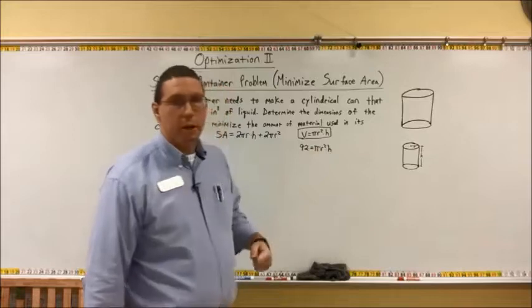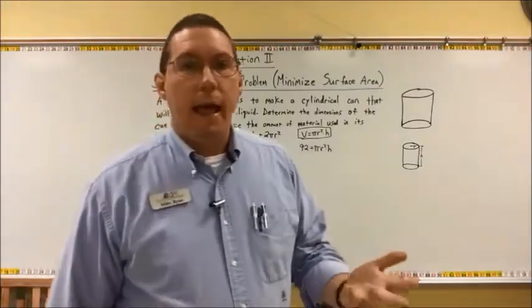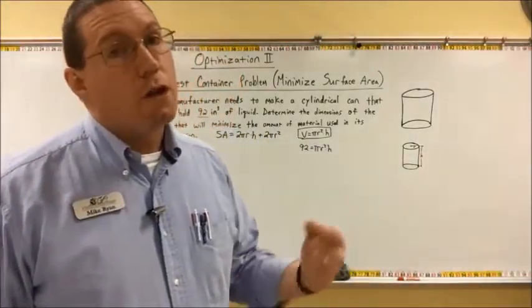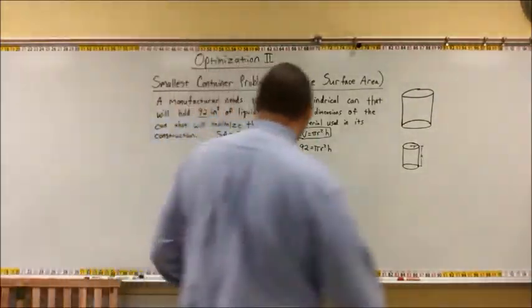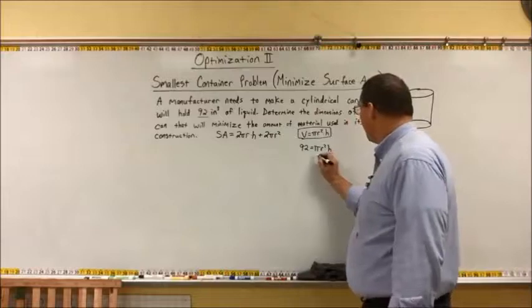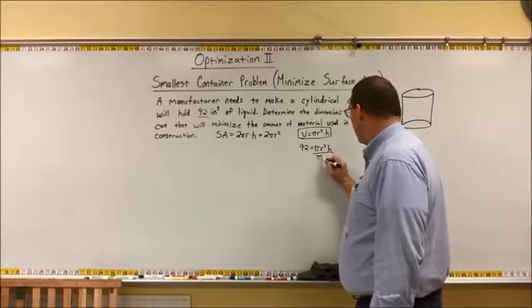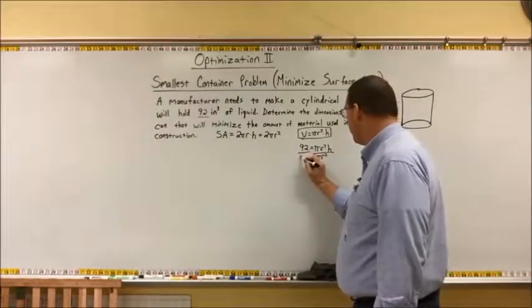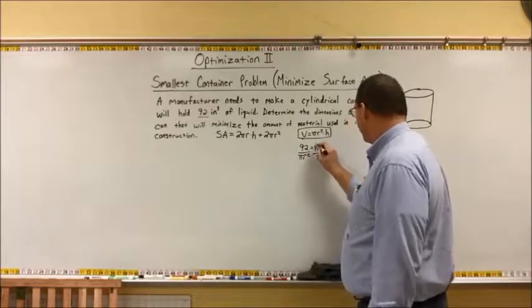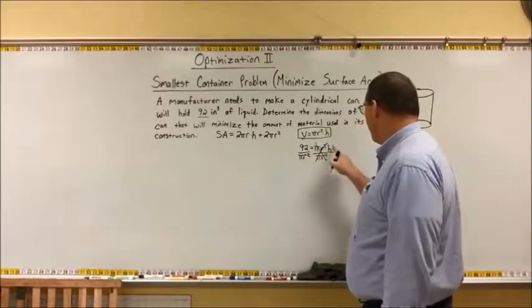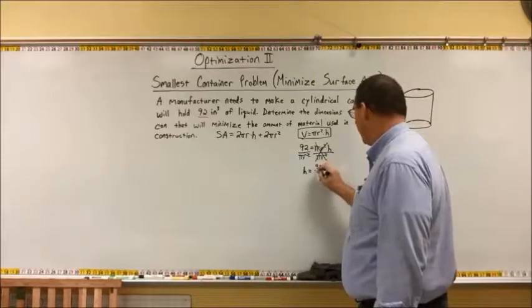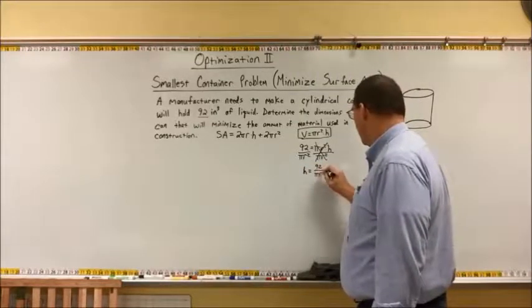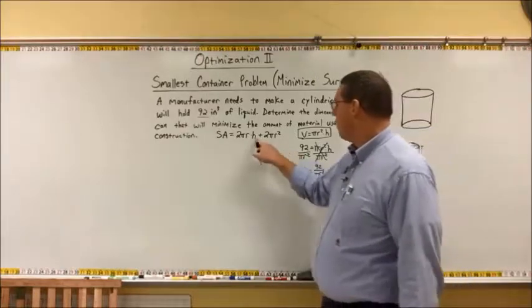Now we need to rearrange it a little bit. I want to eliminate h, if that's okay. So I want to solve for h in the volume formula. Well, if I want h all by itself, I'm going to divide by pi r squared on both sides. Over here, it's going to cancel pi r squared, and now h is equal to 92 over pi r squared, which can now be put in for h over here.